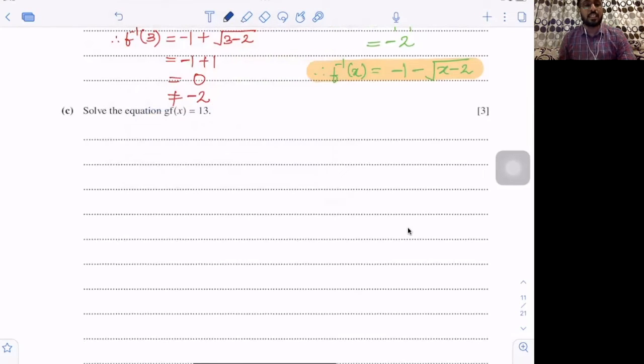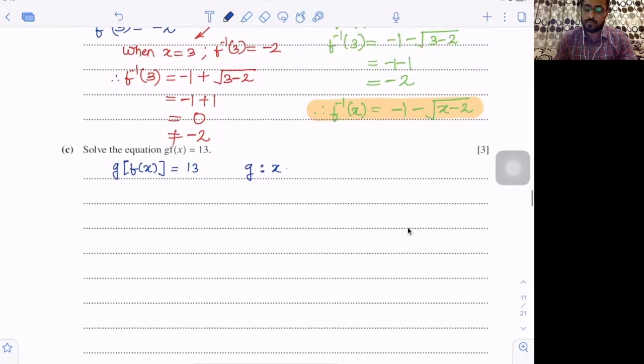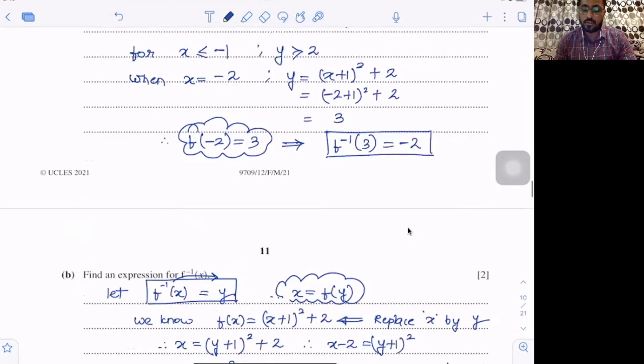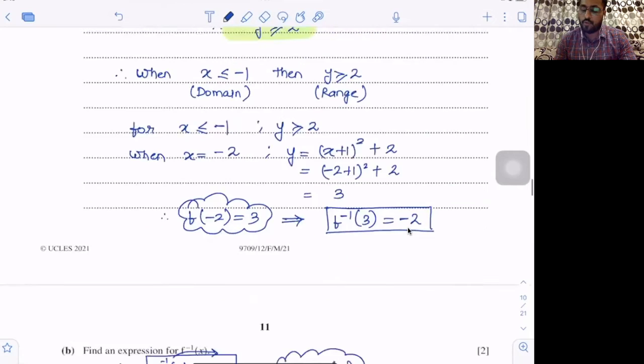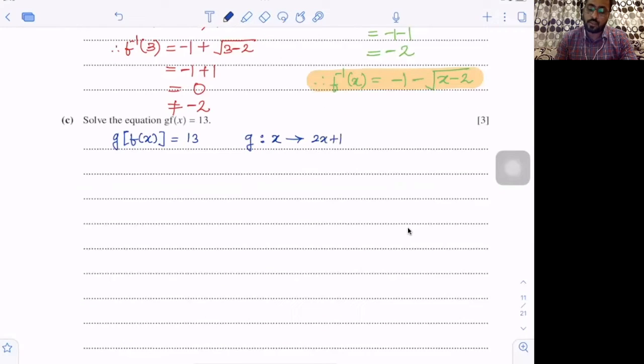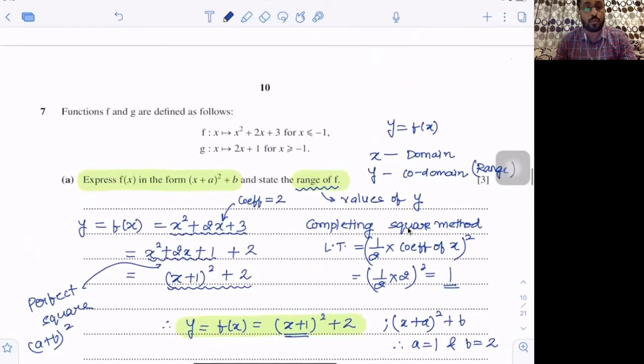In the C part, he's asking us to solve the equation g of f of x equals 13. It's a composite function, students. g of f of x is equal to 13. For that, I first need to get what g of x is. g is a function that maps x to 2x plus 1. And what is f? f is a function where x maps to x square plus 2x plus 3.